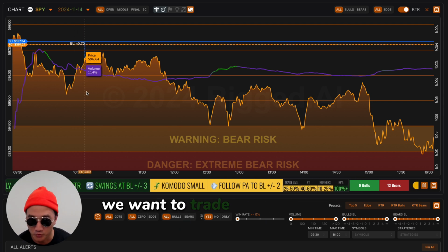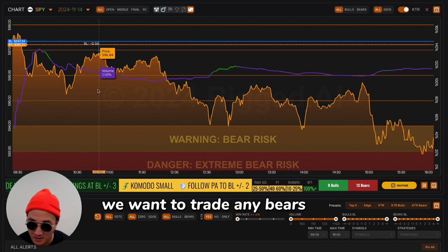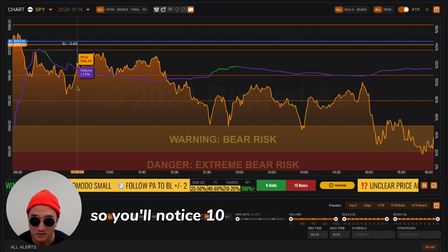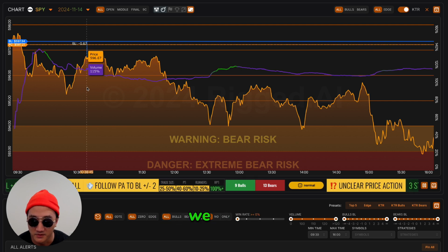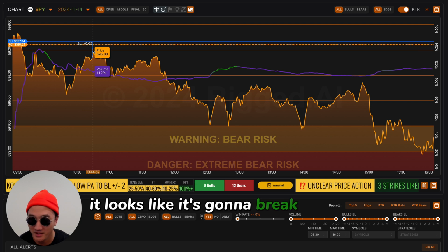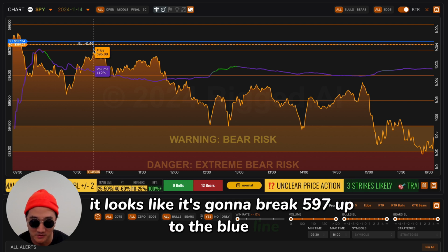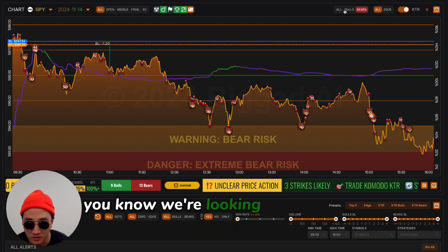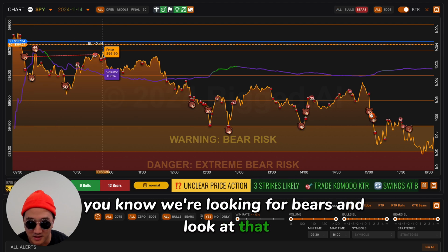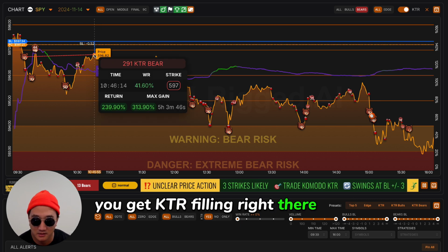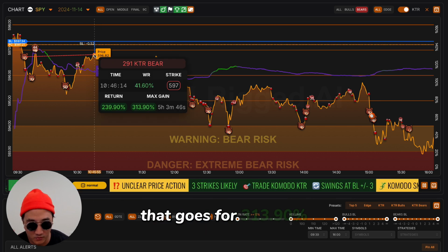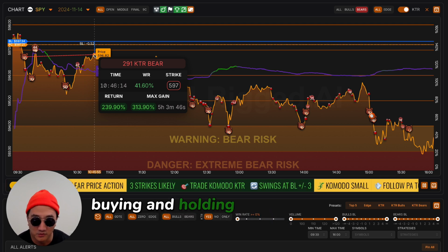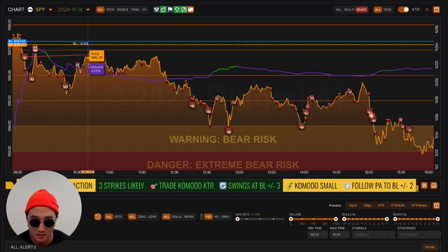T, we want to trade any bears on a pullback or on a swing. So you'll notice 10 o'clock right here, we swing. It looks like it's going to break 597 up to the blue line. It doesn't. So we just turn bombs on right here. We're looking for bears. And look at that, you get KTR filling right there. And boom, that goes for 313.90%, 240 buying and holding until the end of the session.